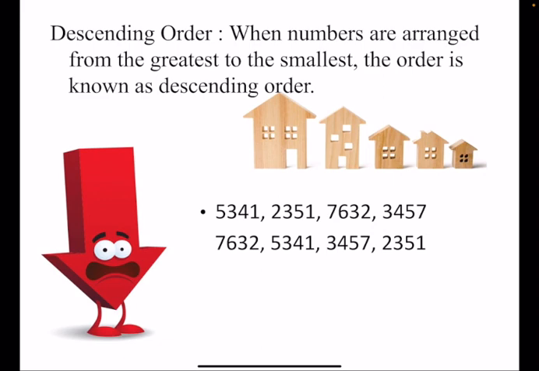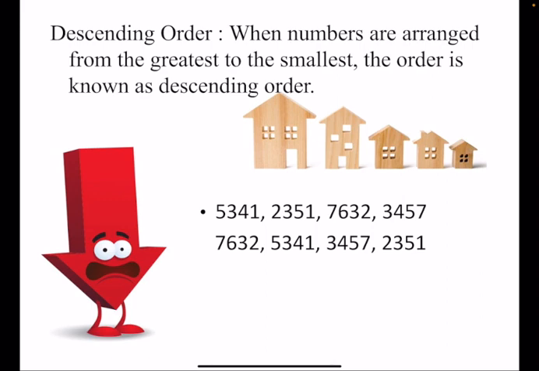Next is descending order. It is opposite of ascending order. In descending order, you have to arrange the numbers from the greatest to the smallest. So when numbers are arranged from the greatest to the smallest, the order is known as descending order.